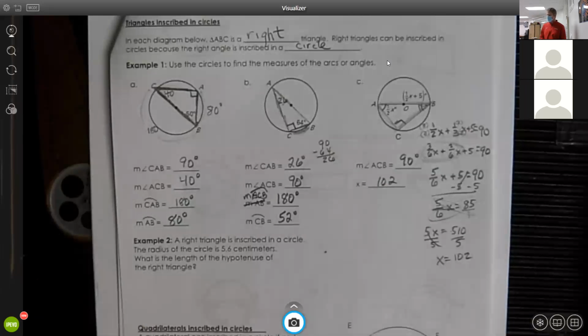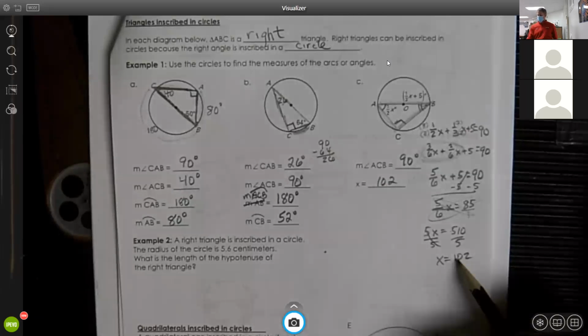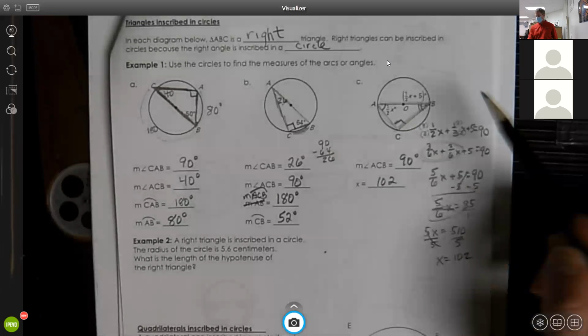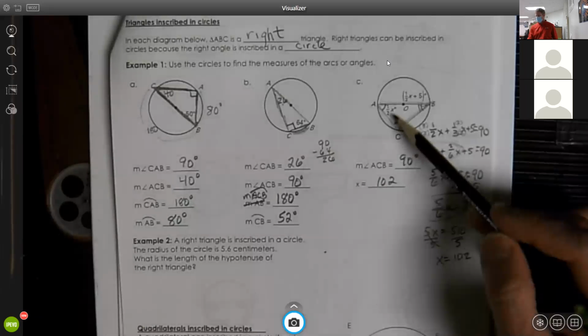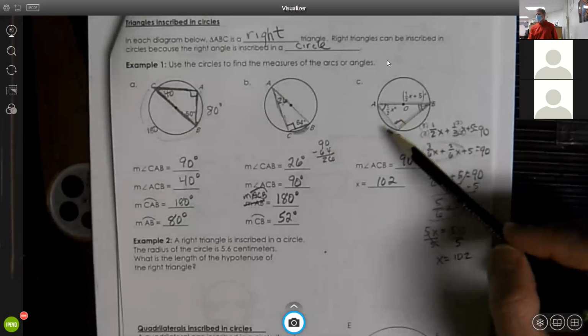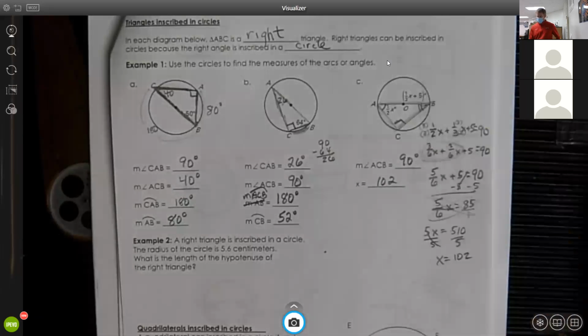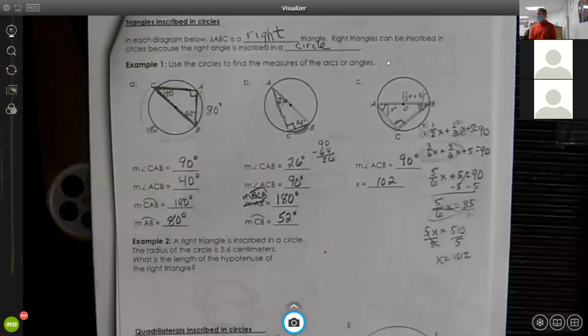That's not 102 degrees. Okay, x isn't degrees. X is 102. Then we can say half the 102 is x, or half 102 is the degree value. But they're not asking what the actual angles are. That was a tricky one. Any questions with that? All right.